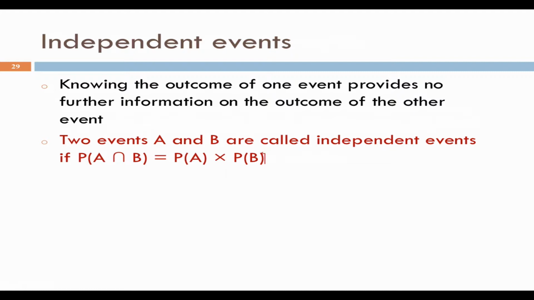So in statistical language, what do we call that? If A and B are called independent events, that means the probability of A intersection B is the product of the probabilities of A and B.